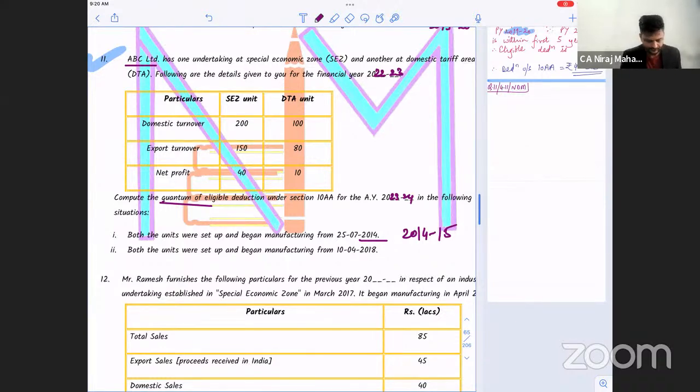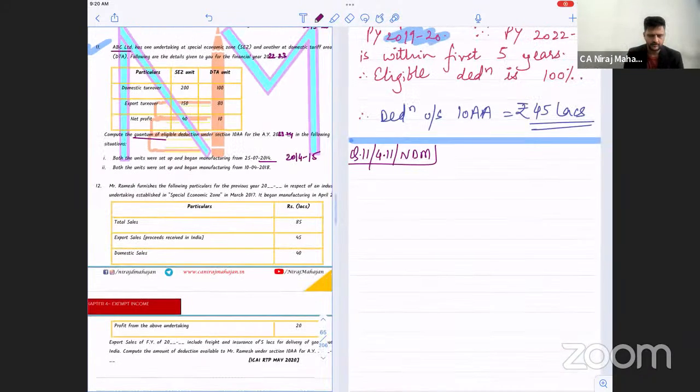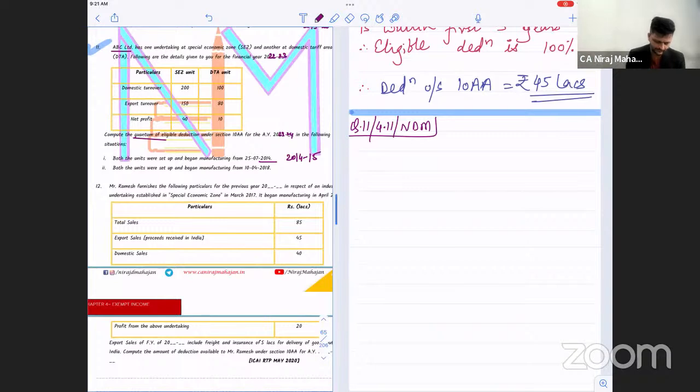Mansi, pay attention, okay? I had already given you the hint and I told you that our current year is in the 9th year, so we'll get 50% of whatever is the figure. Ready? So write down case 1.